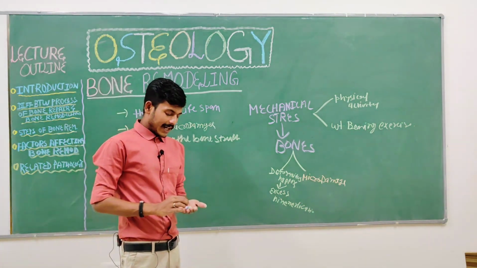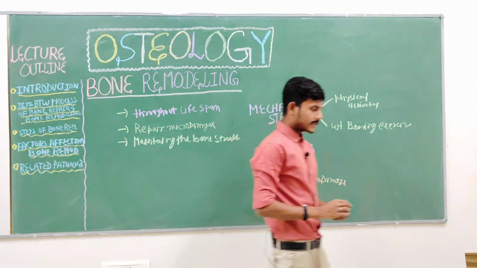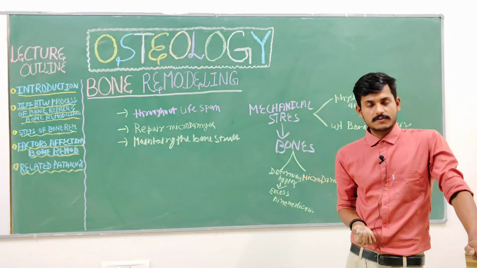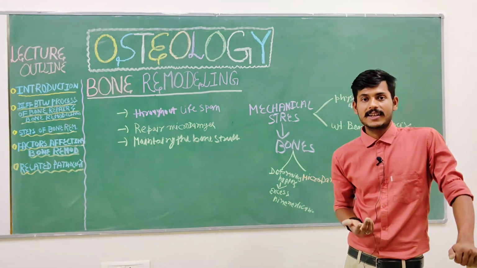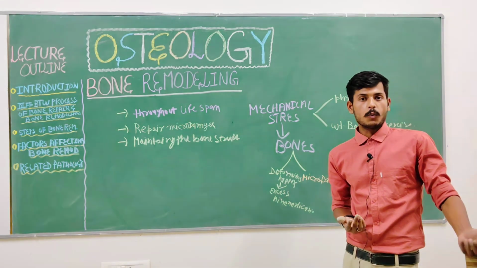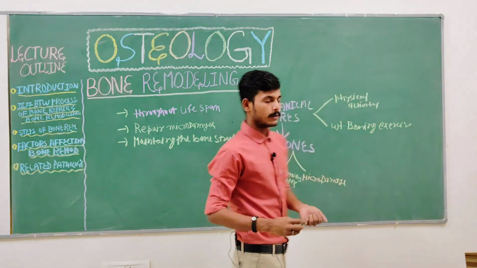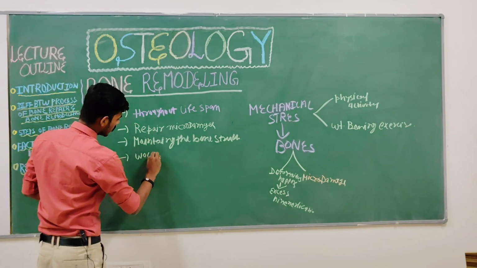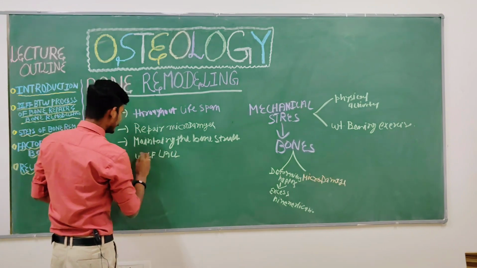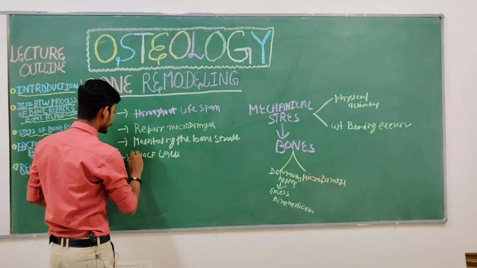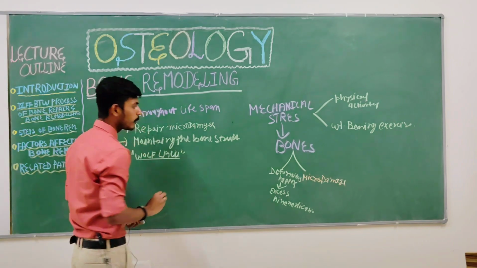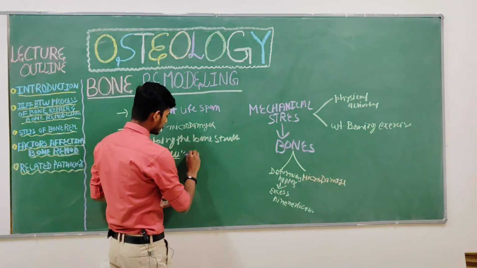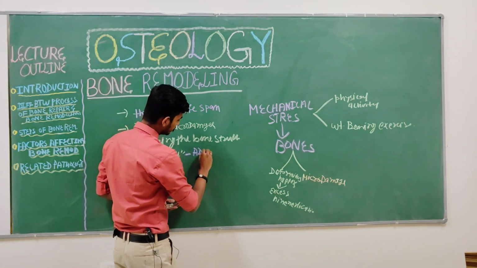There was one scientist whose name is Julius Wolff. Professionally, he is an anatomist and surgeon. He gave one law, called Wolff's law. This law states that our bone is adaptive in nature. Adaptive.